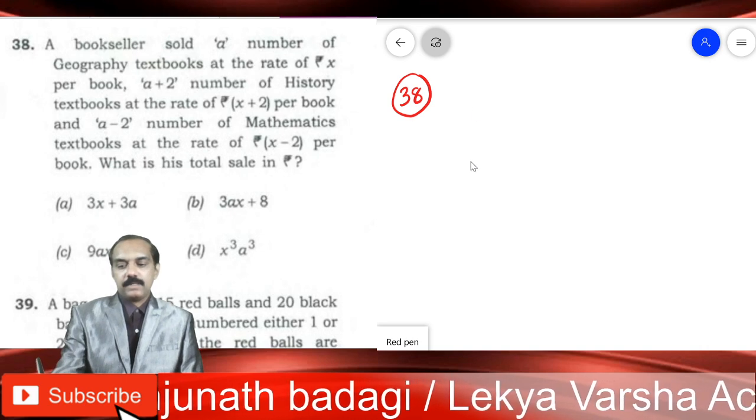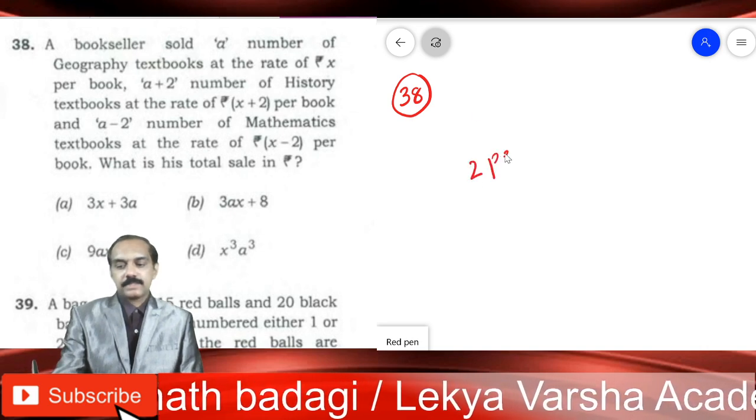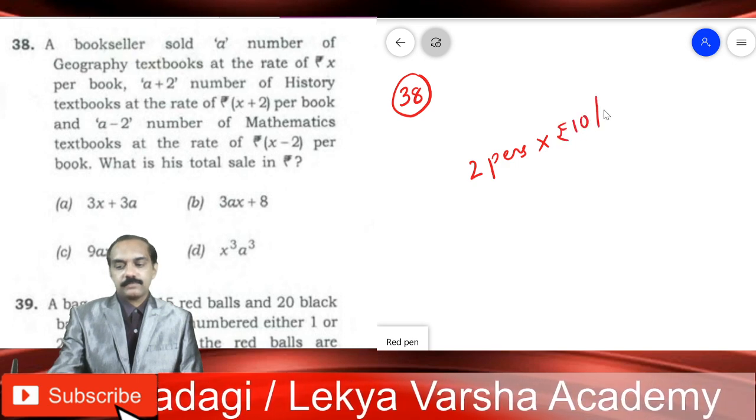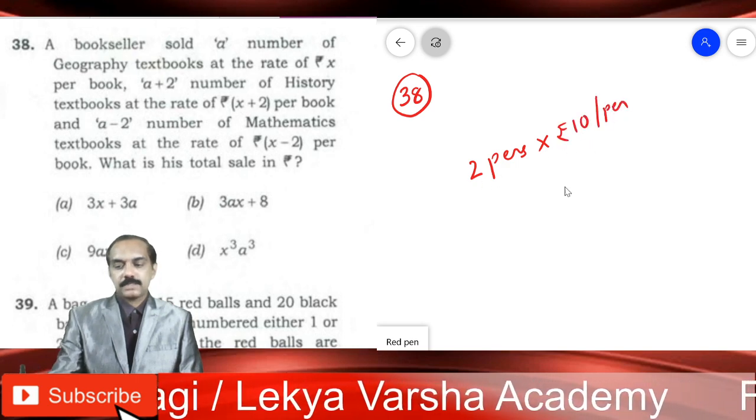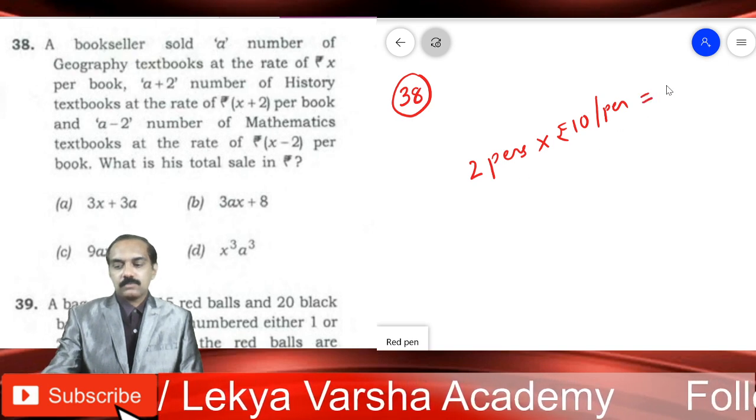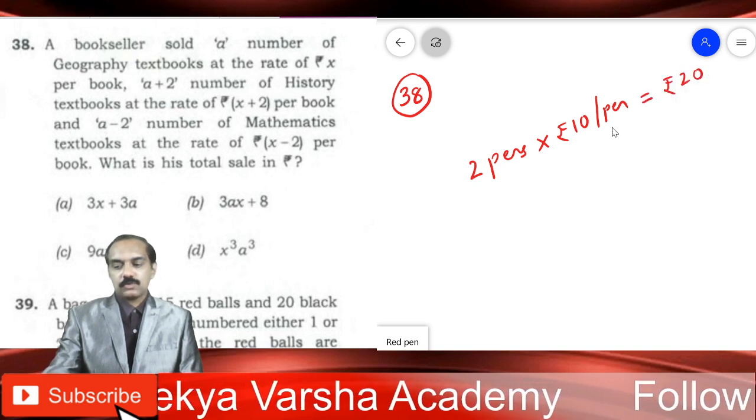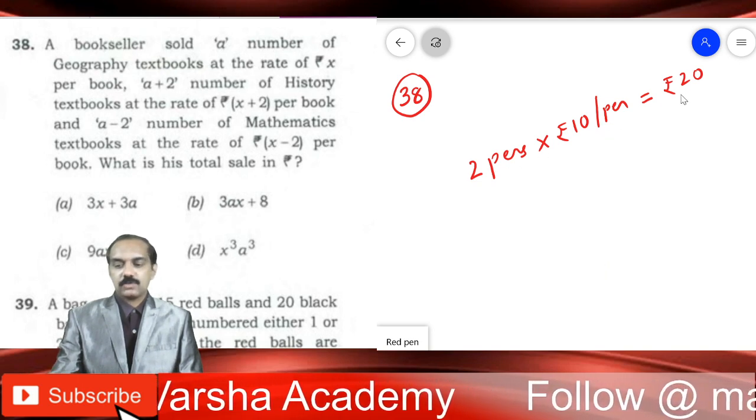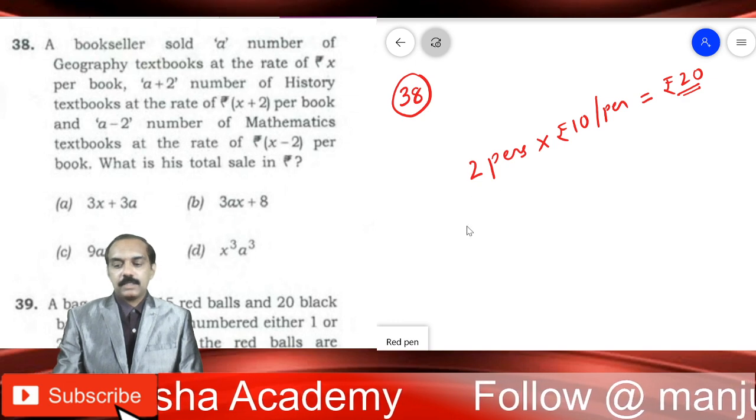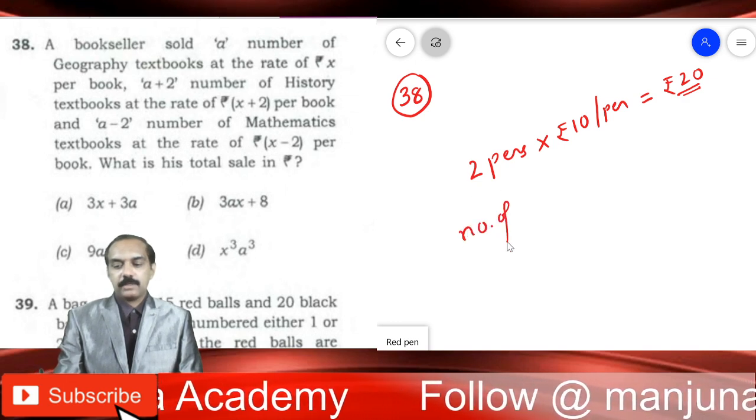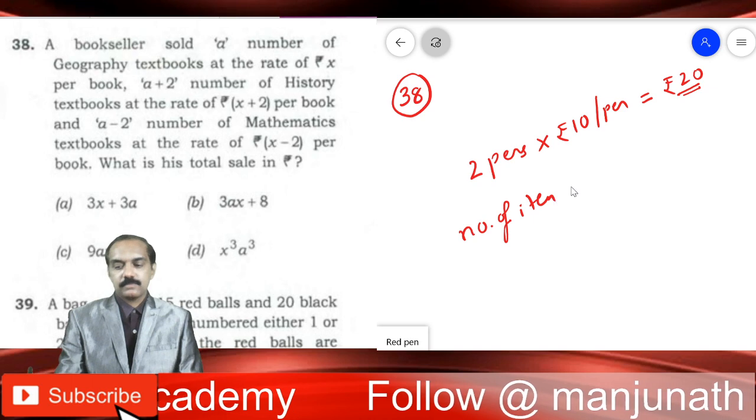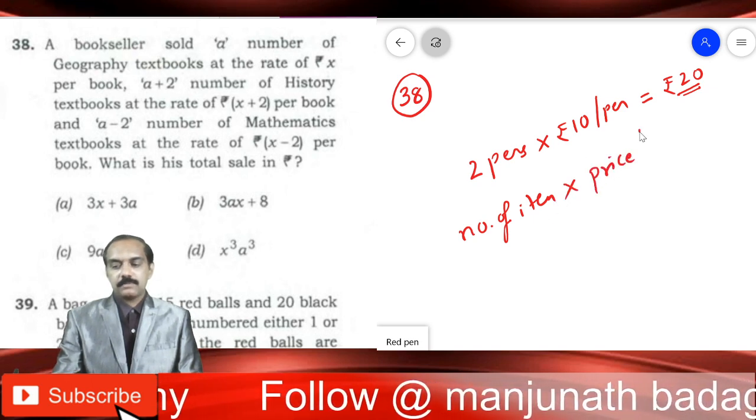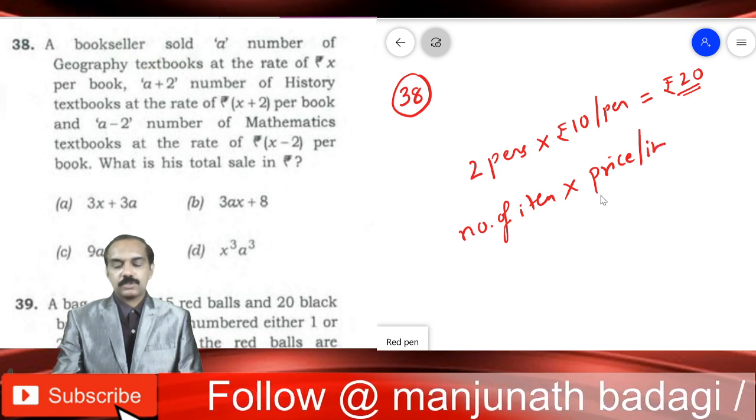See here, if I buy 2 pens costing 10 rupees per pen, 2 pens. So total it will be how much? 2 pens will cost us 20 rupees. If per pen cost me 10 rupees, 2 pens will cost me 20 rupees. Meaning we will have to multiply the number of items and the price per item. This will give you the total sale, right?